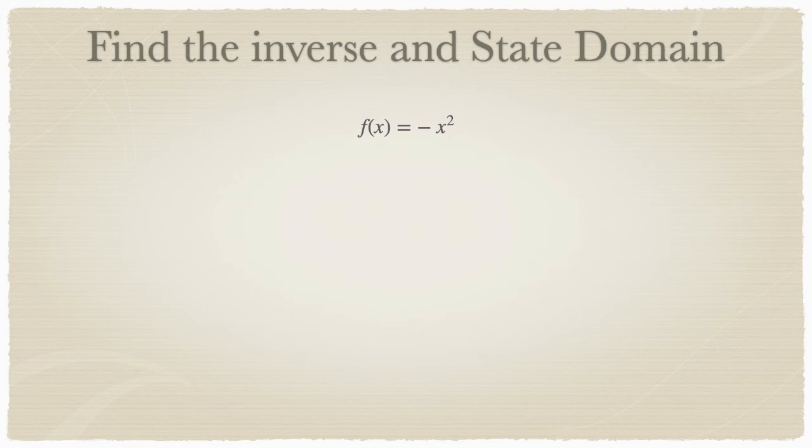We've got f of x equals negative x squared. And it also says state the domain. Well, I'm actually going to restrict the domain. This should have been part of the problem. I'm just going to say x is greater than or equal to 0. And there's a reason we're going to do that. So there's my function and its domain, and we're going to find the inverse and state the domain of the inverse function. So step 1, we change it to y.